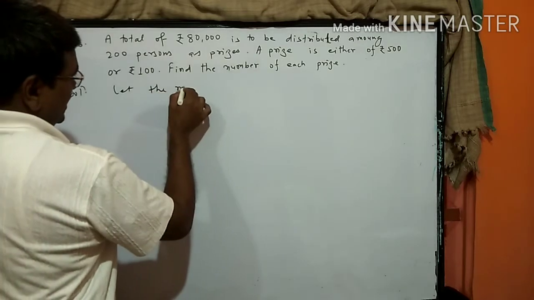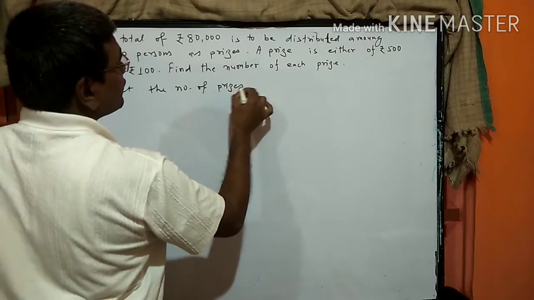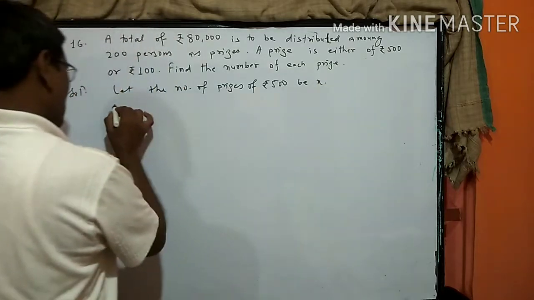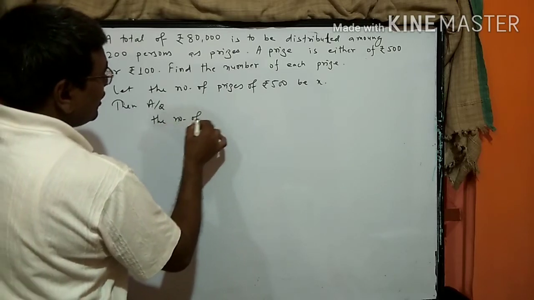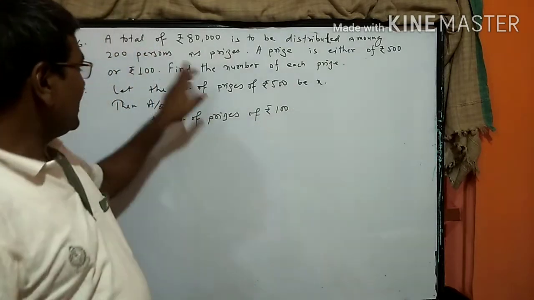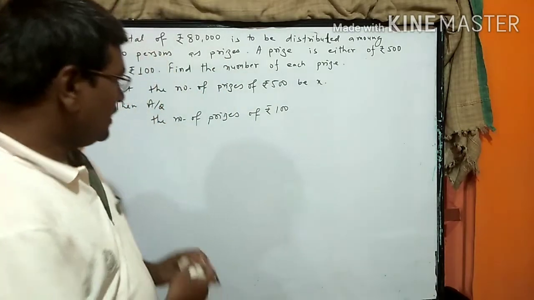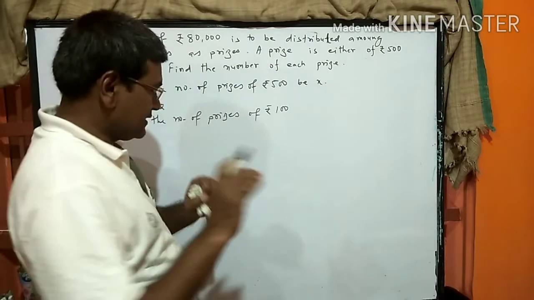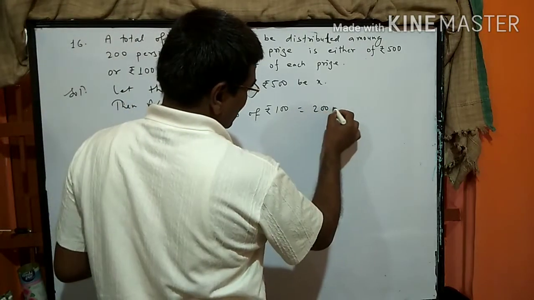Let the number of prizes of rupees 500 be X. Then according to the question, the number of prizes of the other kind: there are 200 persons, so the total number of prizes is 200. If X is subtracted from them, there will be 200 minus X left. So the number of prizes of the other kind is 200 minus X.